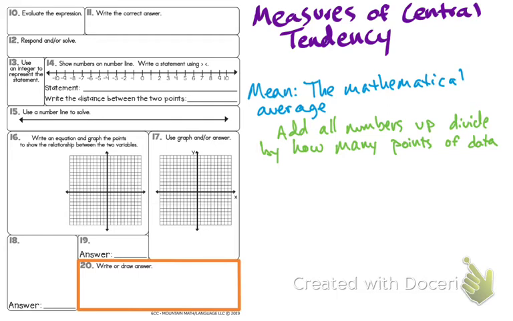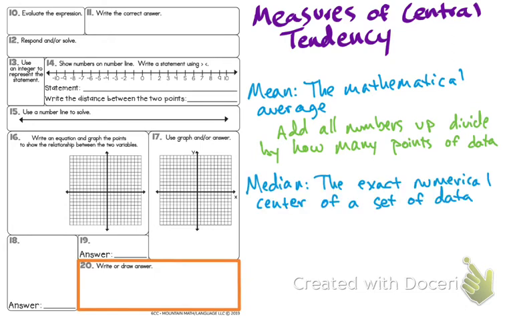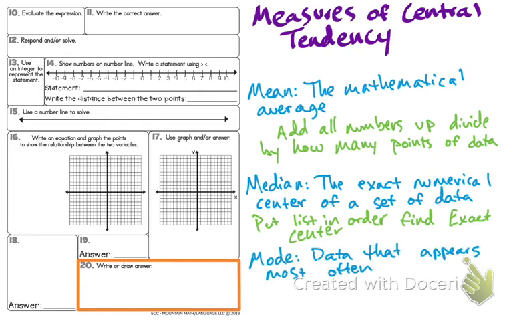Our next measurement of central tendency is what is called the median. And the median is the exact numerical center of a set of data. You're going to find the median by putting our list in order and finding the exact center of that list of data. Our final measurement of central tendency is what's called the mode. And the mode is simply the data that appears the most often in a set of data. This one, we don't even really need to do anything. We just need to identify which data appears more often than the rest of the data.